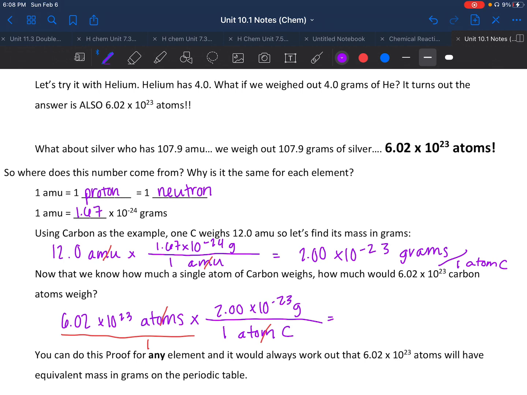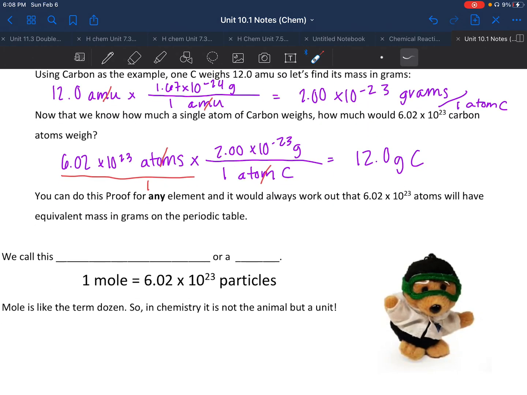Doing that calculation, guess what? 12 grams. This is proof that the average mass in atomic mass units, if you weigh out that many grams, is how many atoms you have for everything. You always have this 6.02 times 10 to the 23rd number. And this is all thanks to Avogadro.